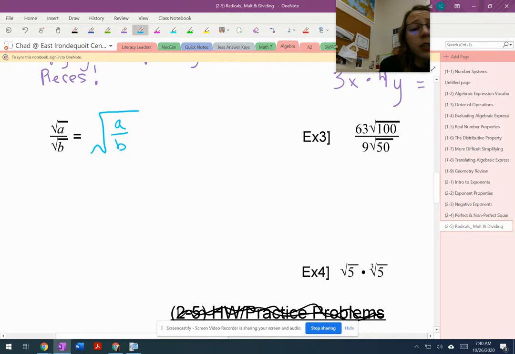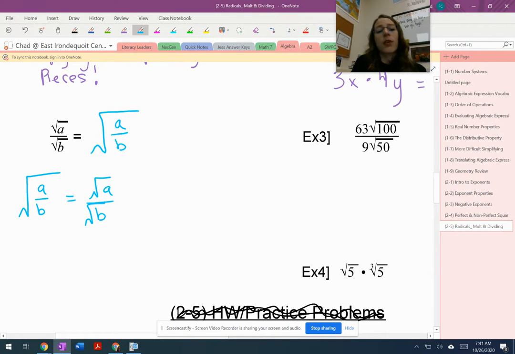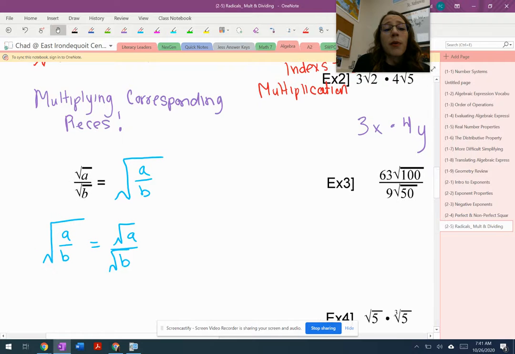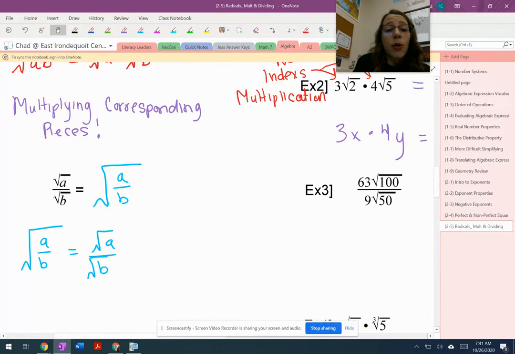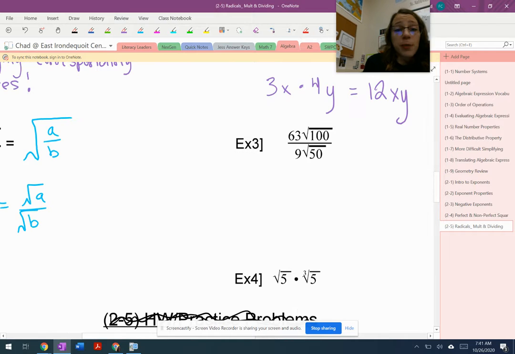And just like we talked about, we can break this apart and go backwards. If I have the square root of a over b in one radical, I can then break that up into 2 separate square roots. That will come in handy when we get into the more complicated simplifying. Similar to multiplying, when we just multiplied corresponding pieces, we are also just dividing corresponding pieces here.